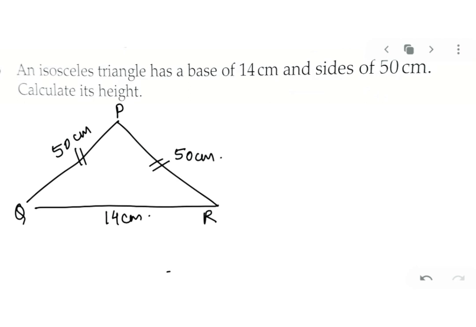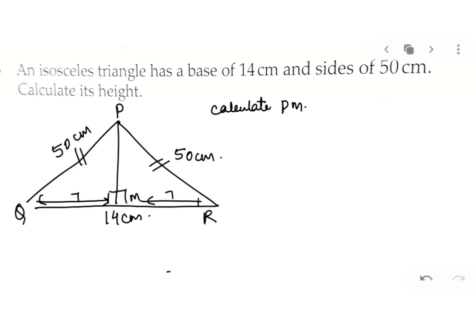What do you mean by height? I have to draw a perpendicular from P to the base. That will be considered as height. Can I name it as PM? So in a way you have to calculate the length of PM. How will we do it? In my previous problem, I have said to you that PM, that is perpendicular to the base, divides the base in two equal halves. So can I say QM is 7 and MR is 7?